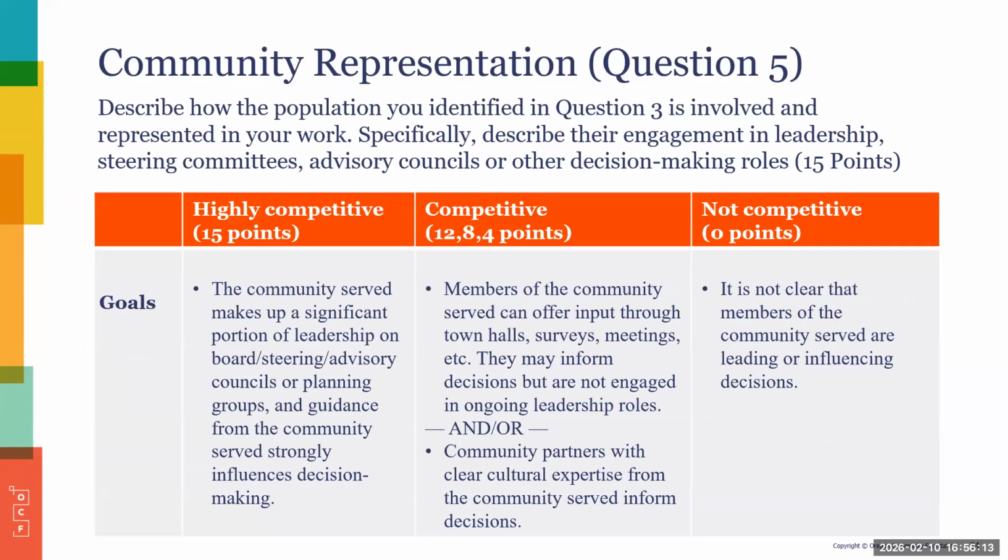Community representation is question number 5 and can have up to a total of 15 points. In this section, we are looking to see intentional engagement of the community the organization aims to serve, and representation of that community in planning or decision-making roles.